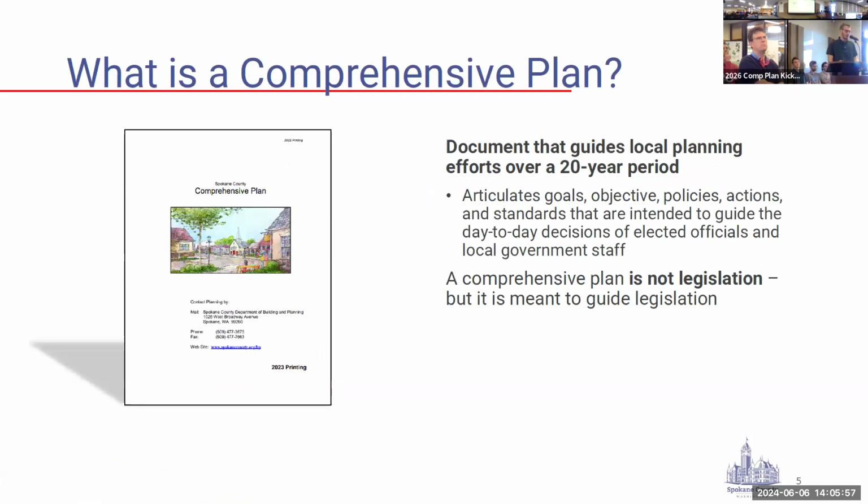So what is a comprehensive plan? A comprehensive plan looks at goals and policies and objectives that really lead the growth of the county. It's going to look at the population we have incoming over the next 20 years and articulate how we designate that growth and where we want it to occur and how we'll meet those expectations. It's important to remember that a comprehensive plan is not legislation. It's more of a document that's meant to guide legislation. So our elected officials will look at this comprehensive plan and use that in reference to the decision-making process.